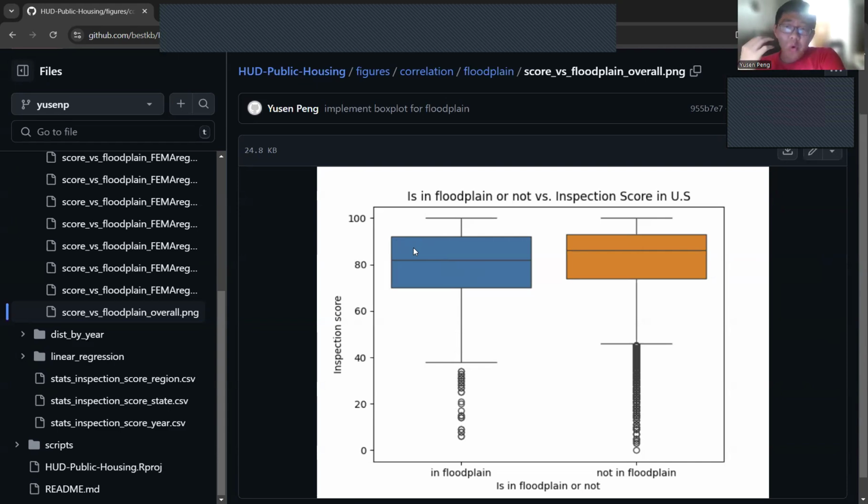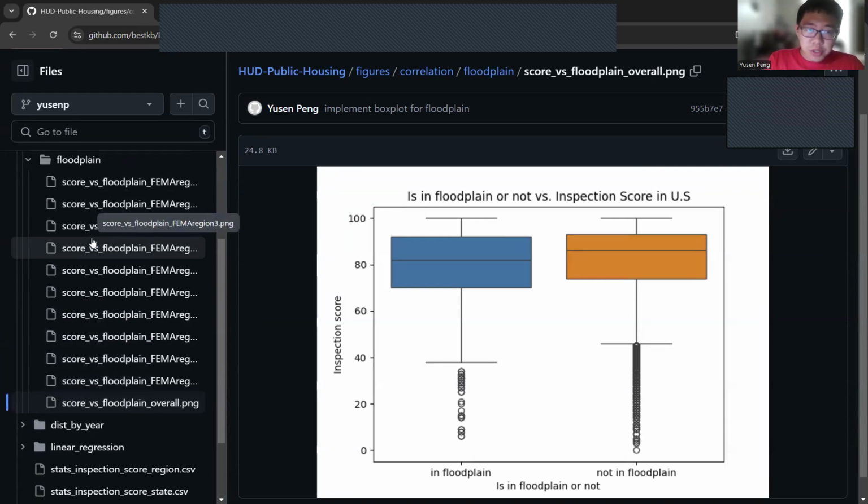So as we can see, if your region is in a floodplain, the box says the inspection score, at least the median, is going to be a little bit lower, right? This is what we can see from the plot, and it can also vary more if you're in a floodplain. The inspection score can also be very subject to change, which is pretty interesting.